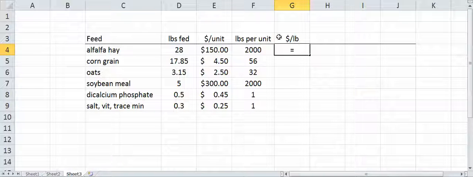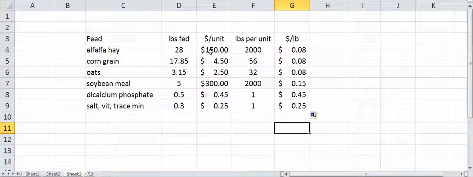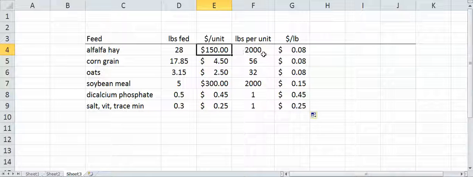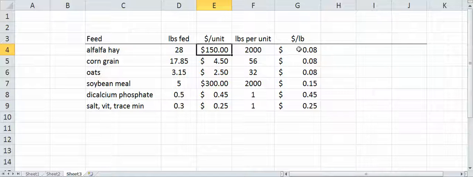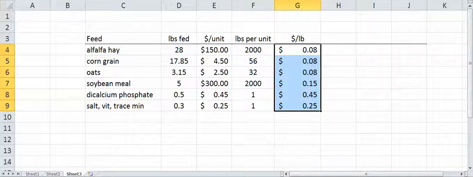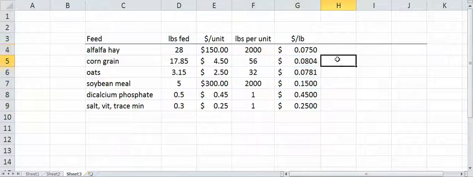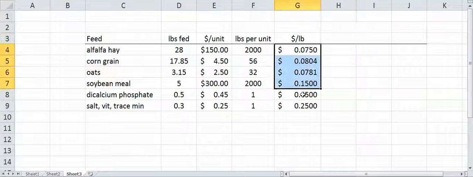To get price per pound, I take my price per unit. It's $150 for 2,000 pounds. What's that cost me? 8 cents a pound. I can just drag that formula down because it's going to take the price per unit divided by pounds in a unit. And now we have all of our prices in price per pound.